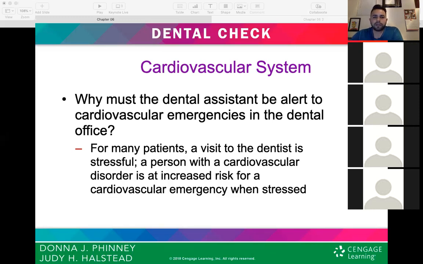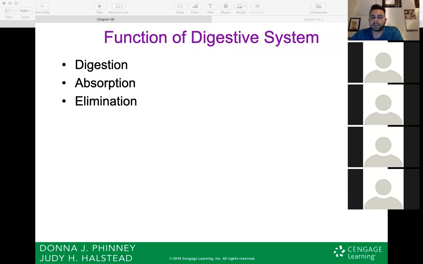Well, good job. All right, so talking about the digestive system, there are 3 functions of the digestive system. One is digestion, get the food through, absorption, because we want to absorb all of the nutrients, and elimination, because we want to get rid of things that we don't need.